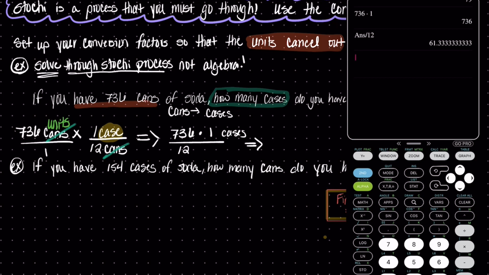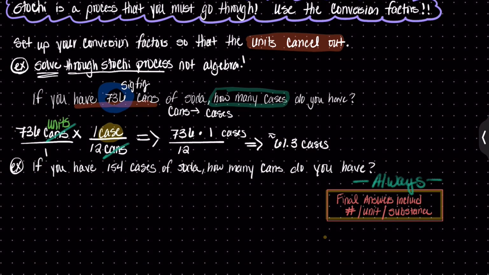Sig figs are back again. You look at what you're given to always establish your significant figures. So I should report, I see 1, 2, 3 sig figs there. I'm going to report 3 sig figs in my final answer. So I have 61.3 approximately cases. Ta-da! You did your first stoichiometric conversion.